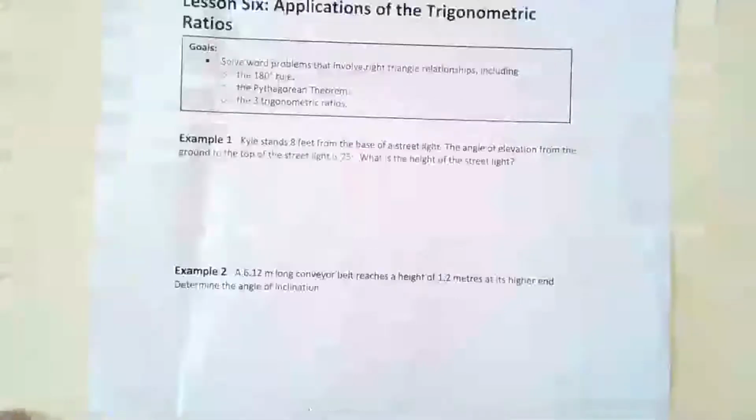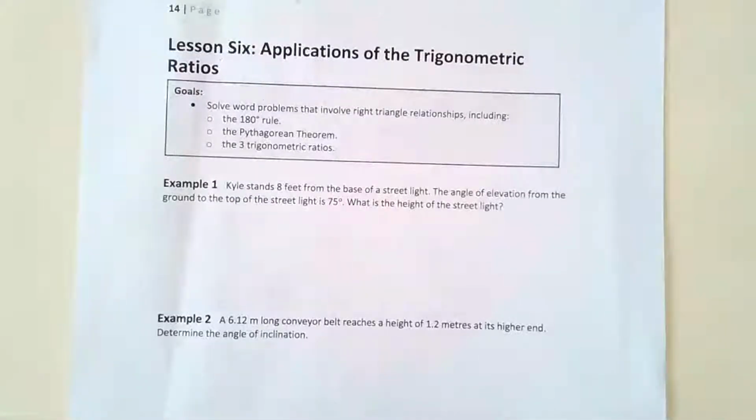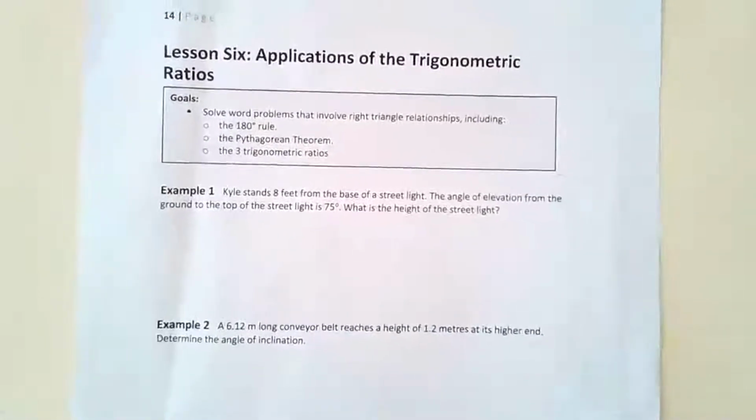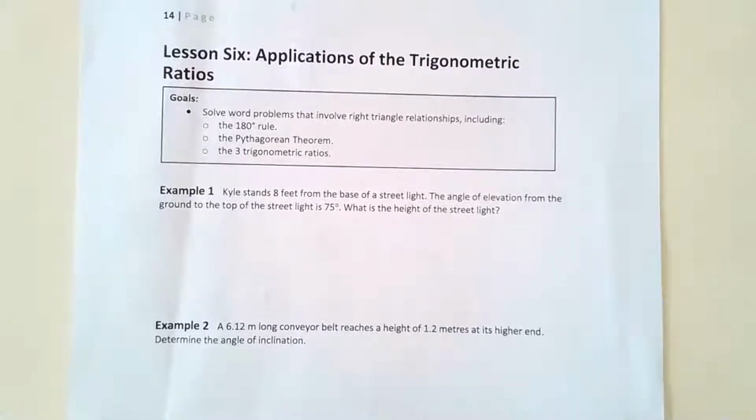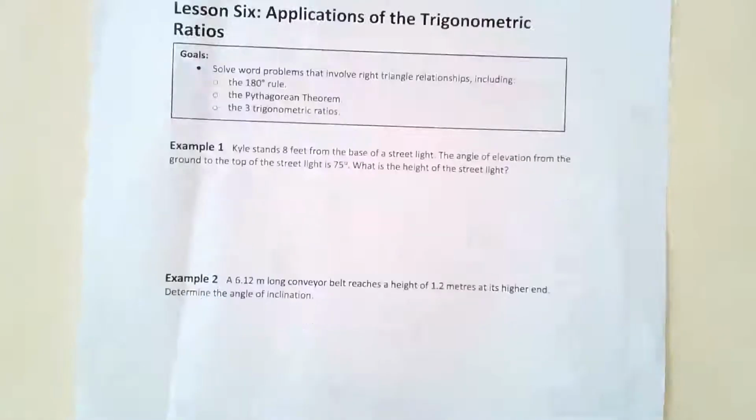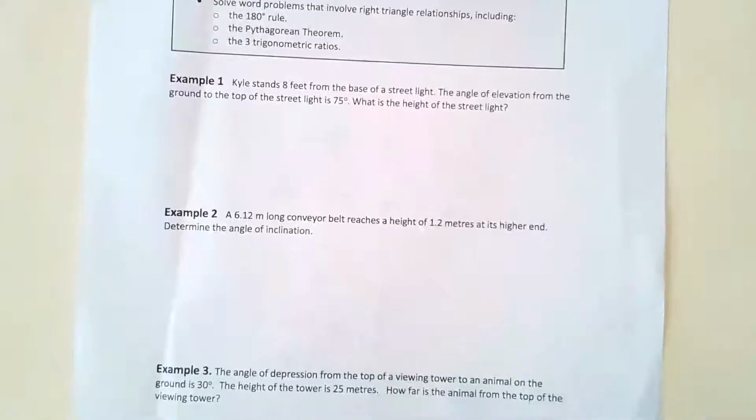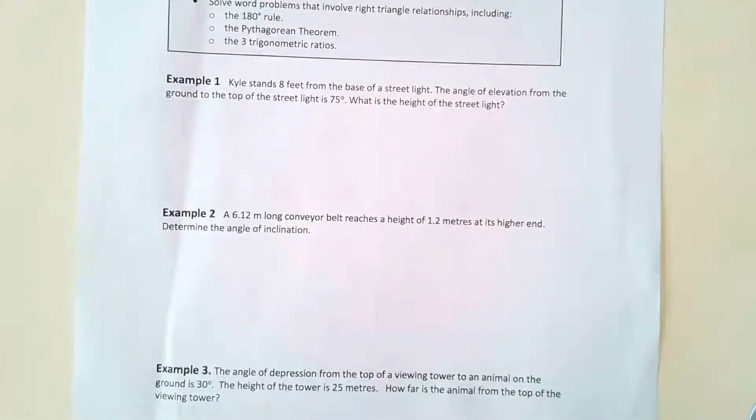So today we'll be looking at lesson 6, applications of the trig ratios. Our main goal is to solve word problems that involve right triangle relationships. We'll be applying the 180 rule, the Pythagorean theorem, and the 3 trig ratios, and we'll explore it by looking at 3 of the examples in your booklet.